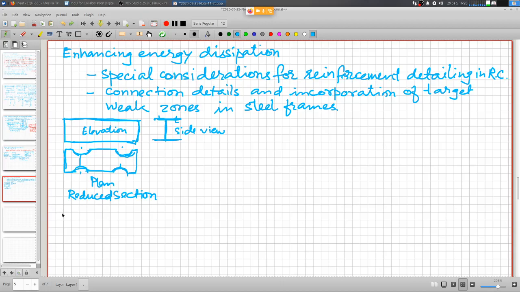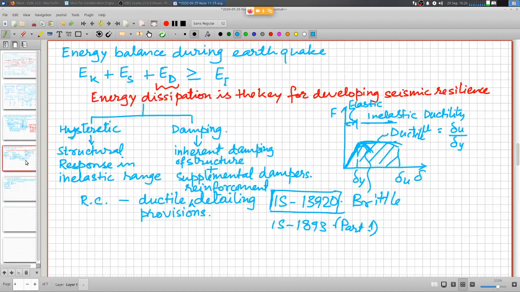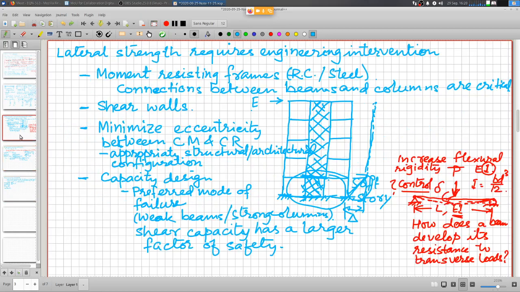Now another important part that we need to look at is, where was I? Capacity design is fine.